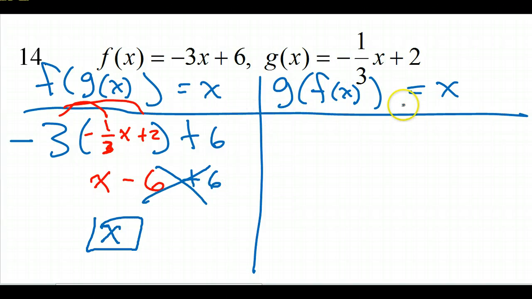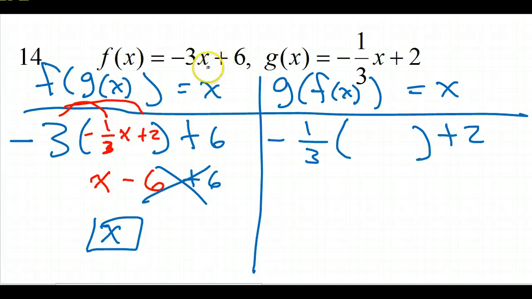And we have to do the same thing the other way, g of f. So if I start with function g, I'm starting with negative 1/3. Instead of x, I'll put a big old parentheses plus 2. So that's function g. Inside the parentheses, I put function f, because that's what's inside. So negative 3x plus 6.